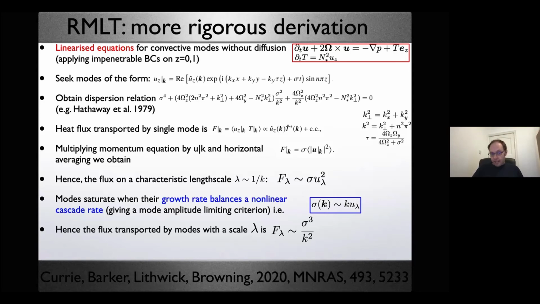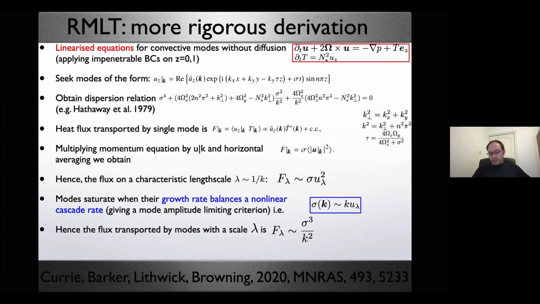If we have a single linear mode, we can determine the heat flux transported by that mode as just the product of the vertical velocity times the temperature. We can obtain an exact result for this for a single mode by multiplying the momentum equation by the velocity of a single mode and horizontally averaging, and we get this result that the heat flux is equal to sigma times the horizontal average of u squared, where u is the velocity of a given mode.